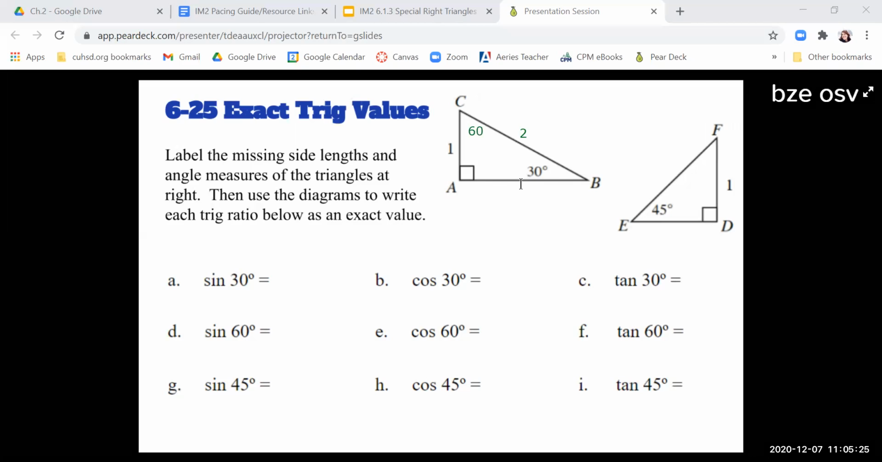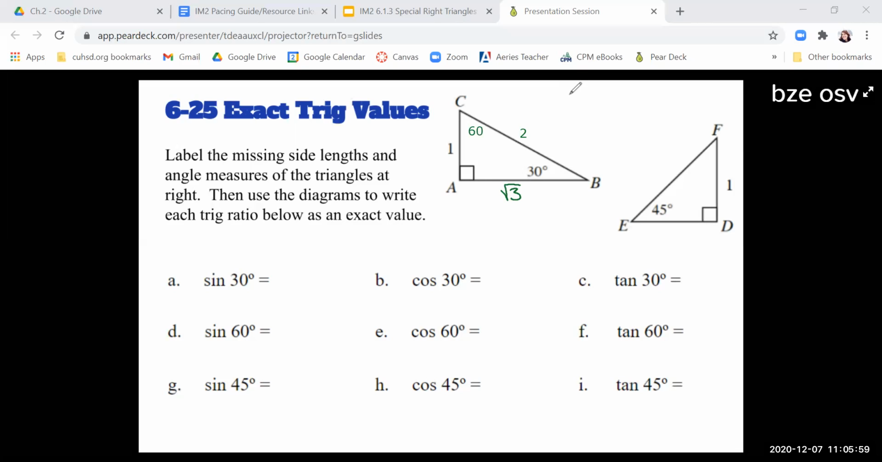And then the missing side here, the longer leg, we figured this out with the Pythagorean theorem, but we also have a rule for it now that says we take the short side, in this case a 1, and multiply by the square root of 3. So this side would be the square root of 3. I'm going to go ahead and draw that because we don't have a square root symbol. All right, 1 times the square root of 3 is just the square root of 3.